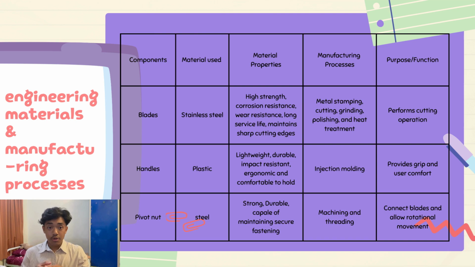It is strong, durable and capable of maintaining secure fastening. And the manufacturing processes are machining and also threading. The purpose of the pivot nut is to connect the blades and also allow rotational movement.